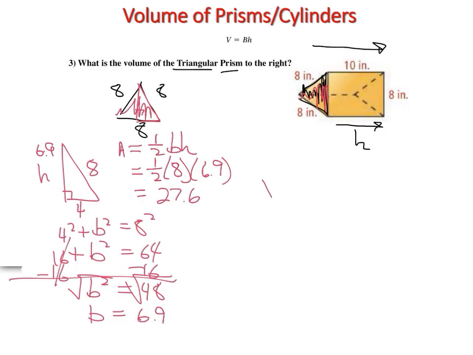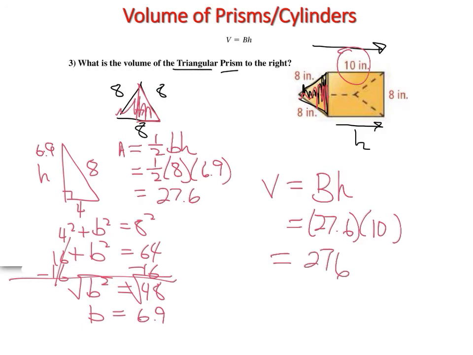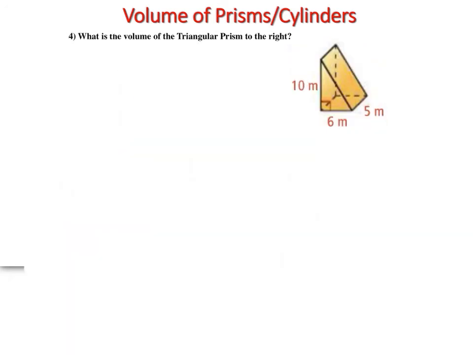So the whole volume will be that cross section multiplied by the stack of it happening. So that's 27.6 multiplied by the height of 10. That's that 10 right there. Multiplying those, we get 276 cubic inches of volume. So what's the volume of this triangular prism to the right? Go ahead and calculate it.